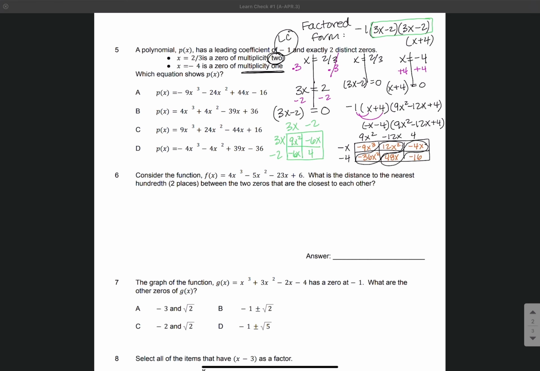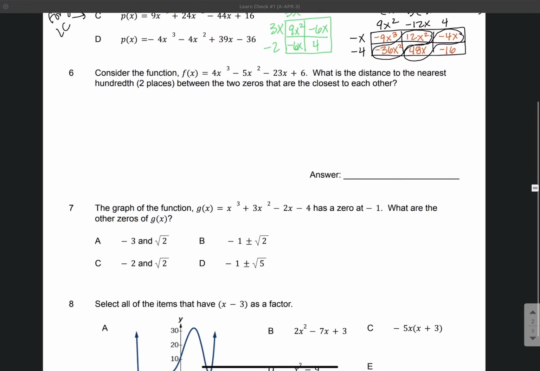So that means I'm going to write it up here, we're going to end up with a negative 9x cubed minus 24x squared plus 44x minus 16, which was answer choice A. A lot of us forgot to multiply the leading coefficient, and that's how we might have gotten C for the answer, if you forgot the LC. All right, let's look at number 6.